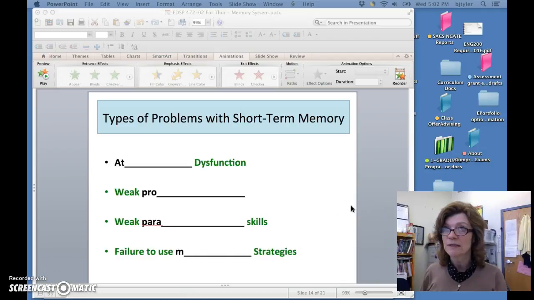Paraphrasing is an important skill because you have to be able to condense down the essence of what is important of what you're learning. And then the failure to use memory strategies. There are lots of strategies out there to help us remember, but if you don't use them, you won't be successful in remembering.